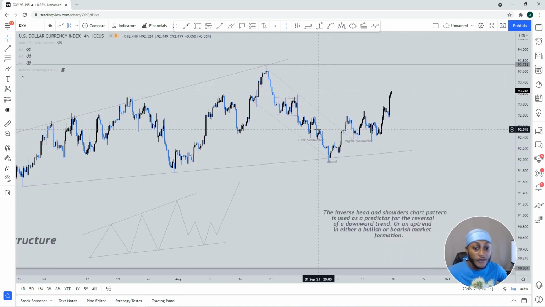You can see we had the inverse head and shoulders pattern, which I actually marked out for you guys. We have our left shoulder, we got our head, and we got our right shoulder. On our right shoulder here, look at what price actually did here.